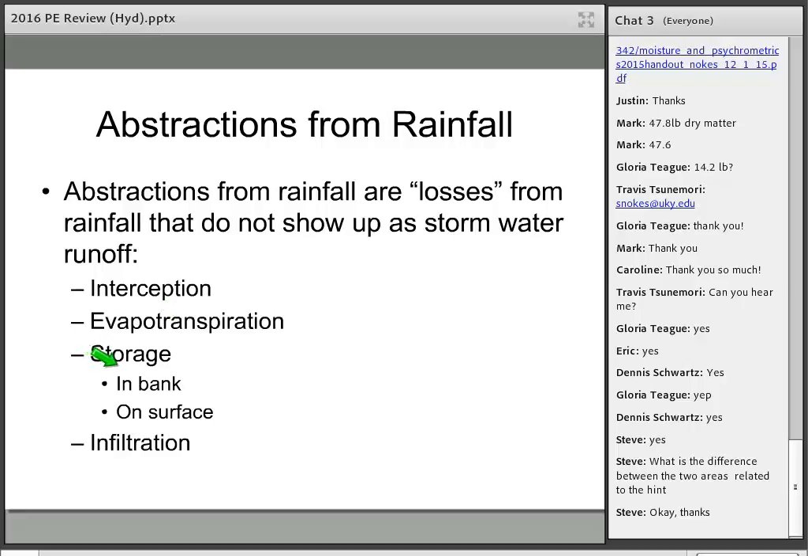It could be in storage, could be sitting on a surface like a parking lot that's flat enough that water stays on it until it evaporates. It could be in a bank. It could be on a plowed surface where it's sitting there in depressions until it either soaks in or evaporates. And then there's infiltration, which is the movement of water from the surface of the soil through that soil-air interface into the soil itself. So it's going into the pores of the soil. When you add all those up and subtract them from rainfall, what's left is runoff.